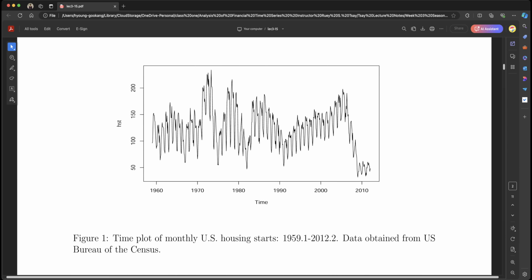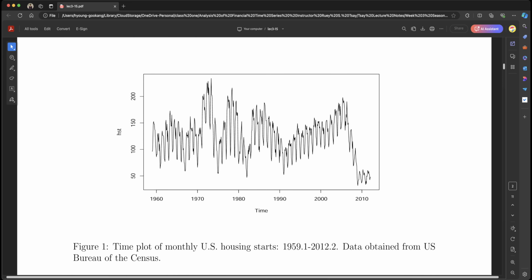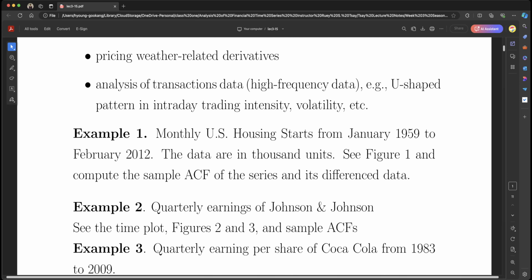Time plot of monthly US housing starts, January 1952 to February 2012. So clearly there is up and down. Clearly there is a pattern. There is seasonality. The pattern is called seasonality.